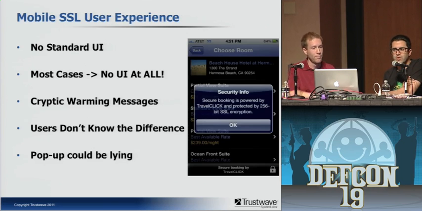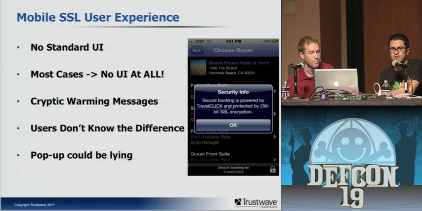So we'll talk a little bit about the mobile SSL experience from a user perspective. So obviously there's no standard UI. If you have an Android device, an iOS device, or WebOS, whatever you have, there's no real standard for letting the end user know that they've established a secure connection. So you've established an SSL connection. Most applications show nothing at all. Fire up your online banking app, and you just assume that maybe it's being sent over SSL, but it could be being sent in the clear. There's no indication from an end user's experience of the difference.